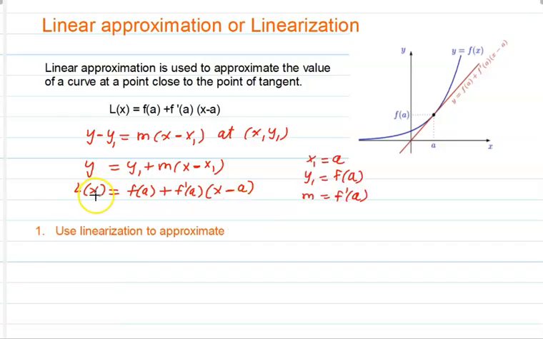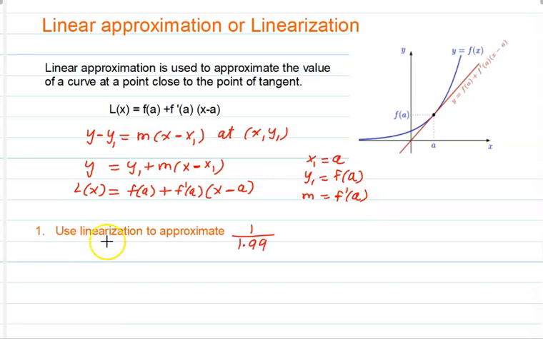So we can see that the linear approximation formula is similar to the tangent line equation. The point x1 is just the point of approximation, which is a, and y1 is the value of the function at that point. f prime a represents the slope of the function at that point.